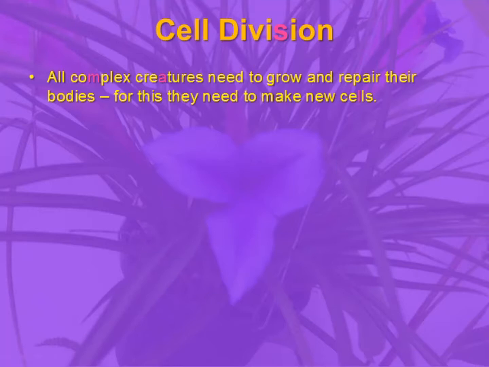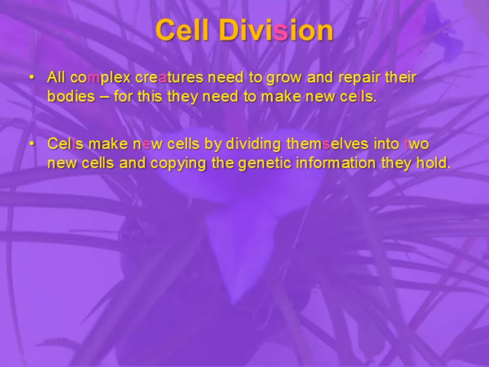You began life as a baby, I assume, and you needed to get bigger, and so you needed to make new cells to do this. And cells make new cells by dividing in two, and to do this they need to copy the genetic information inside and pass it into each of the new cells. So there are two processes that we use for cell division.